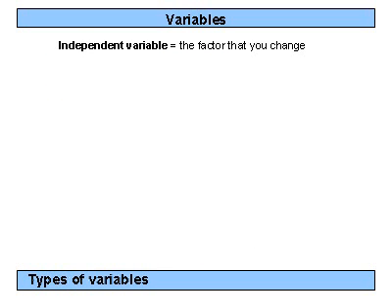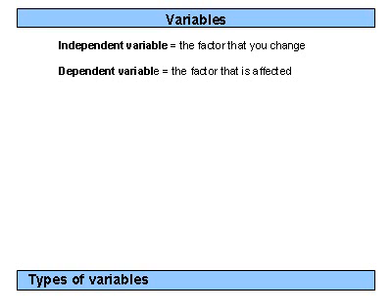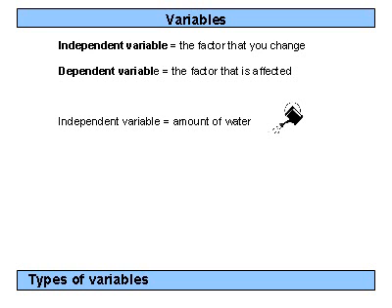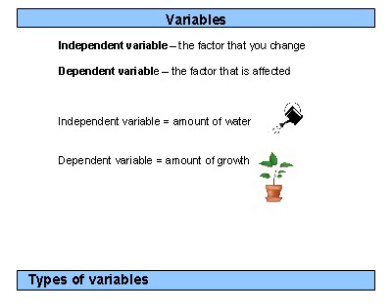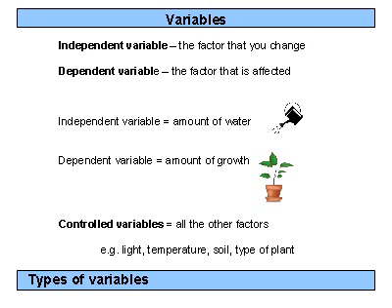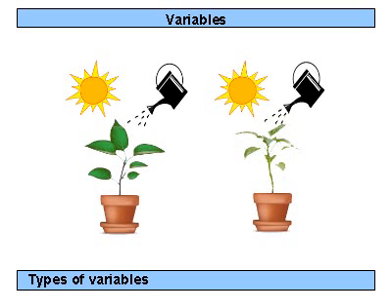The variable that changes in an experiment is called the independent variable. The dependent variable is the factor that is affected by the independent variable. So in this case, the amount of water is the independent variable because that changes, and the growth is the dependent variable. All the other factors are the controlled variables, such as the type of water, the temperature, the amount of light, etc.